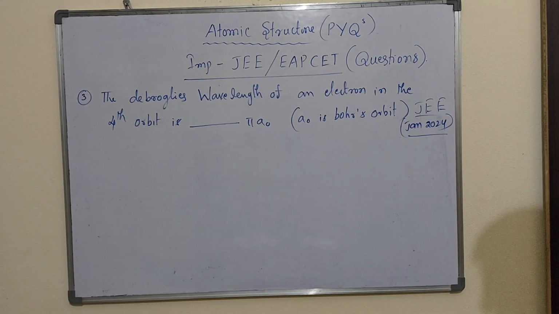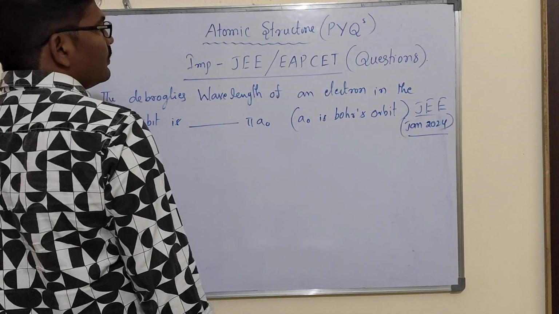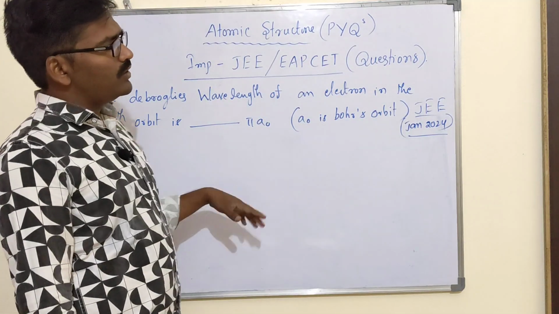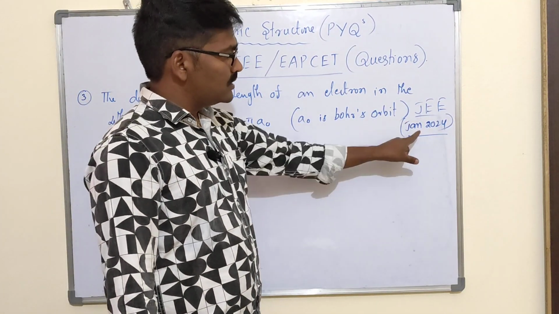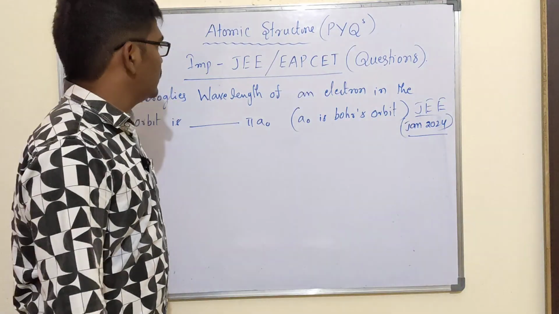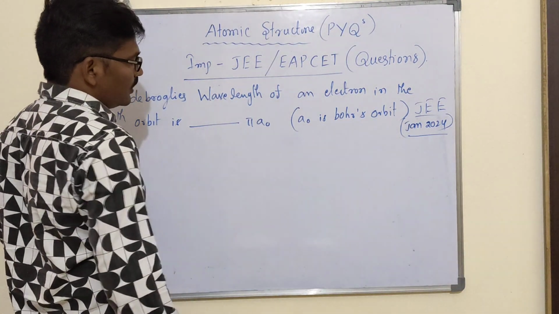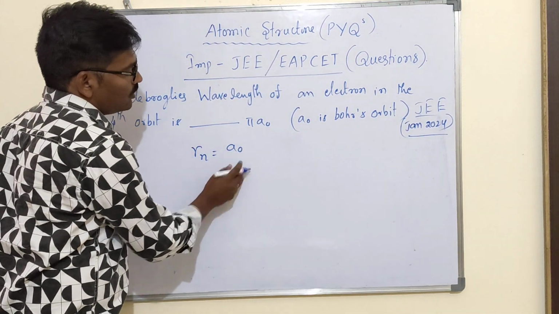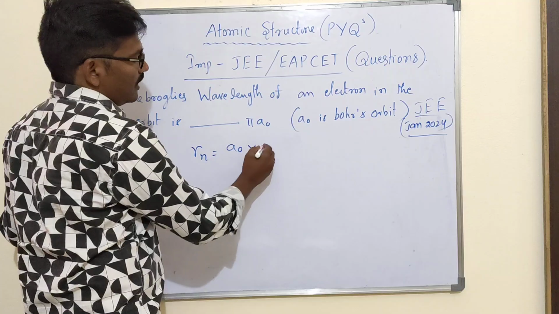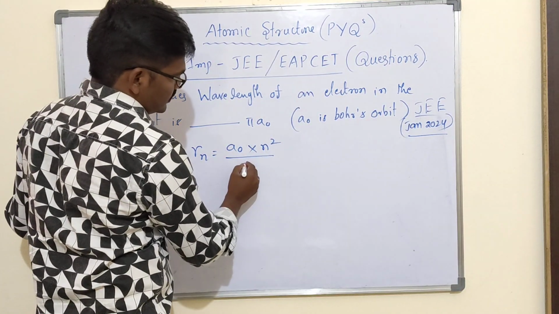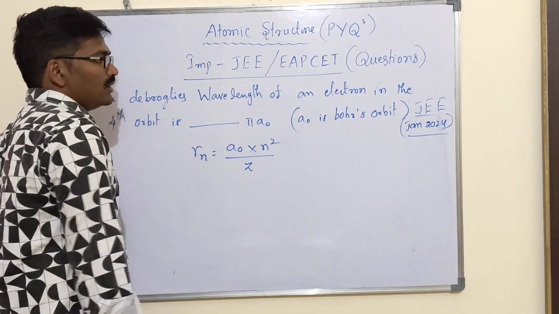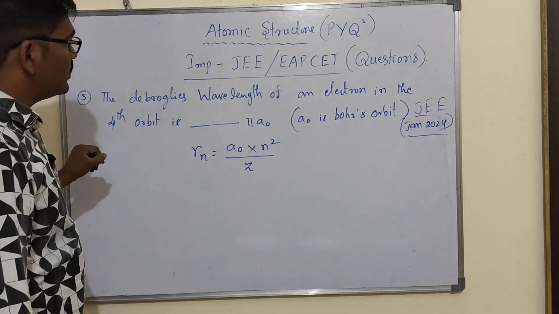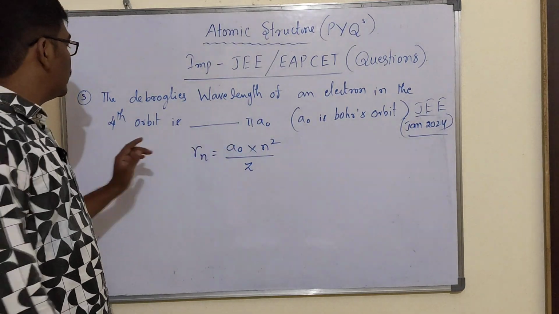Look at the next question. The de Broglie wavelength of an electron in the 4th orbit is, they're asking. It is one of the previous year JEE Mains questions, a January 2024 question. Actually, to find out the radius of the nth orbit, the radius of nth orbit is equal to a0 into n square divided by Z. This is the formula, right? Here a0 is the Bohr orbit radius. Clear all of you? Right. Here they're asking the de Broglie wavelength of the electron in the 4th orbit.